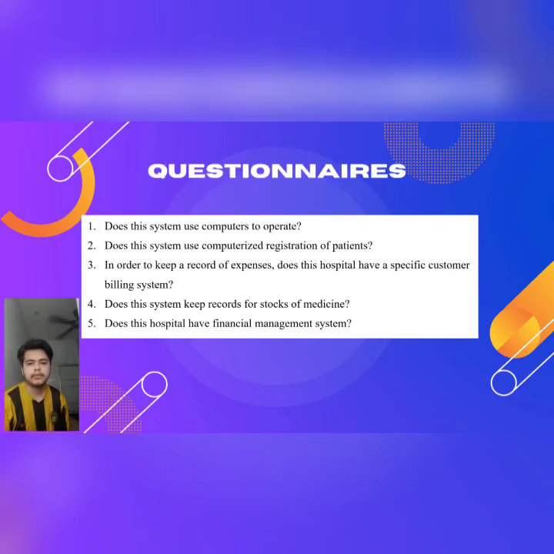The purpose of the questions is to allow the system analyst to study the attitude, behavior and characteristics of people in the organization who may be affected by the proposed system and evaluate how the system should be used. That's about the questions.